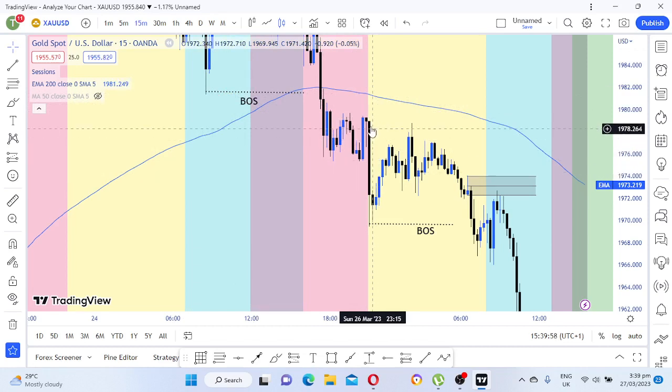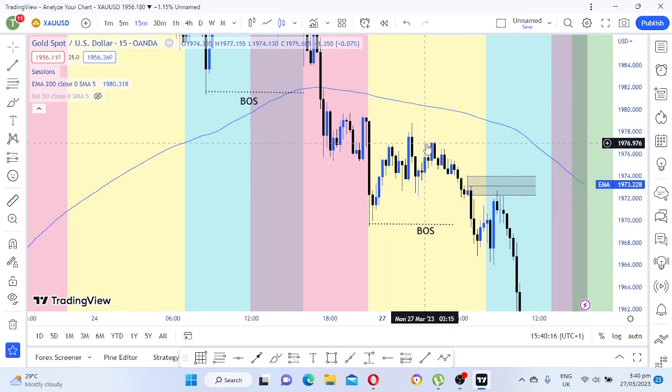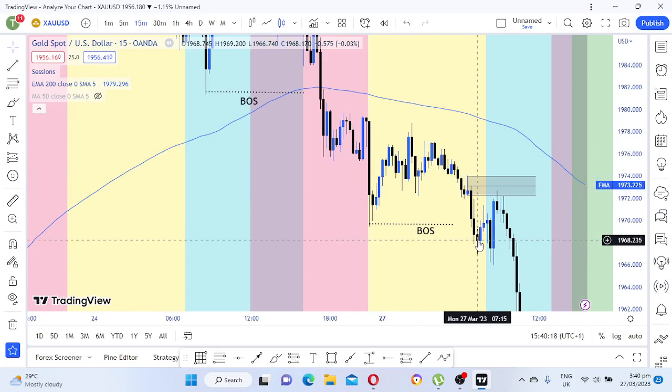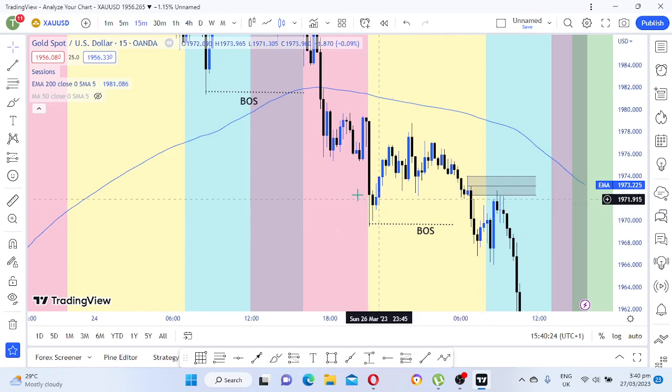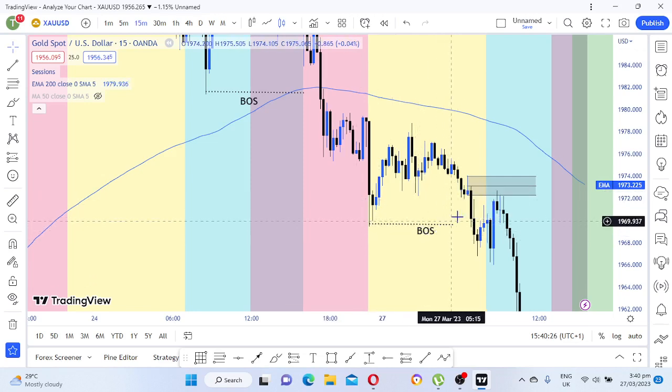So today when the market opened, it dropped heavily and it broke this structure here. It broke structure here, and we have a pullback. This happened during the Asian session. So we had a break of structure here, a break of structure here, as you can see. And we mark up a break of structure here.